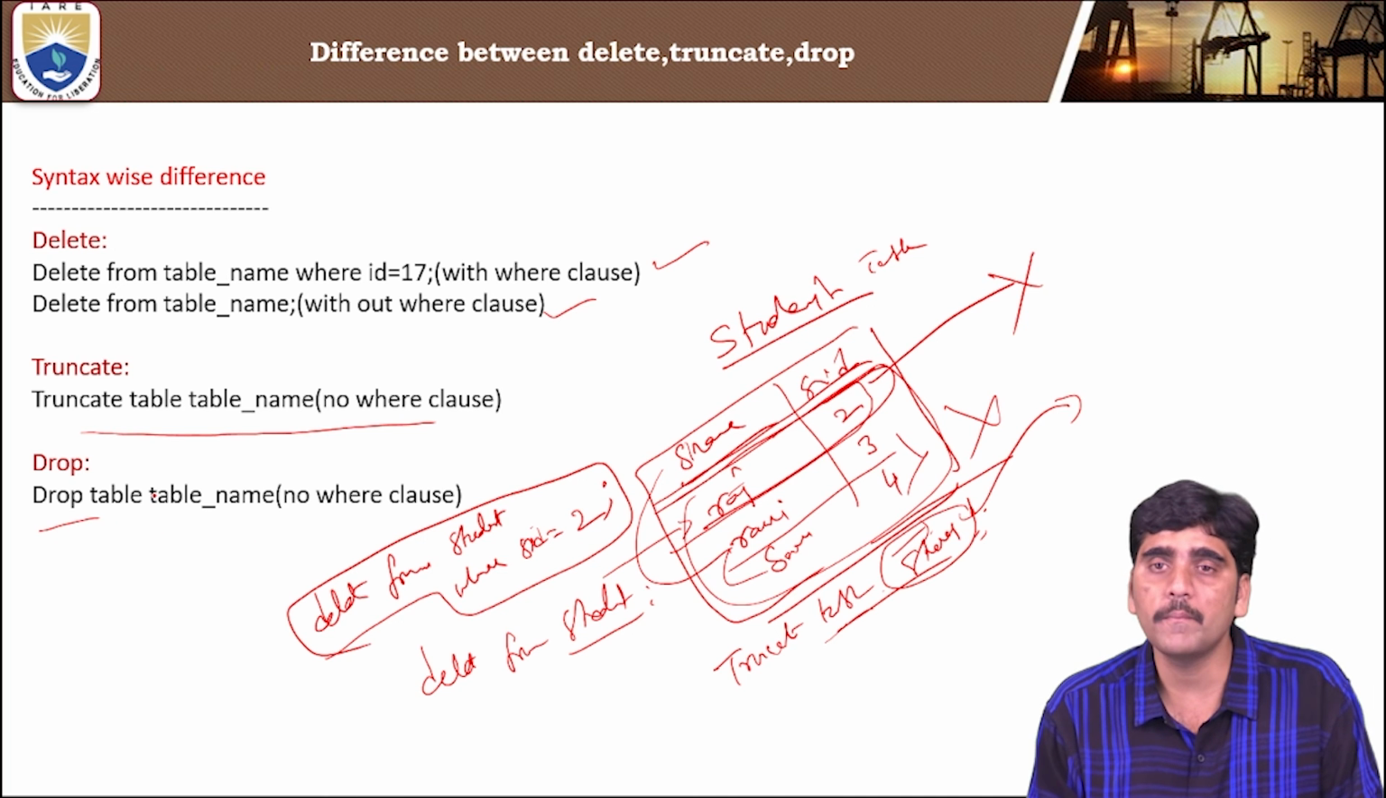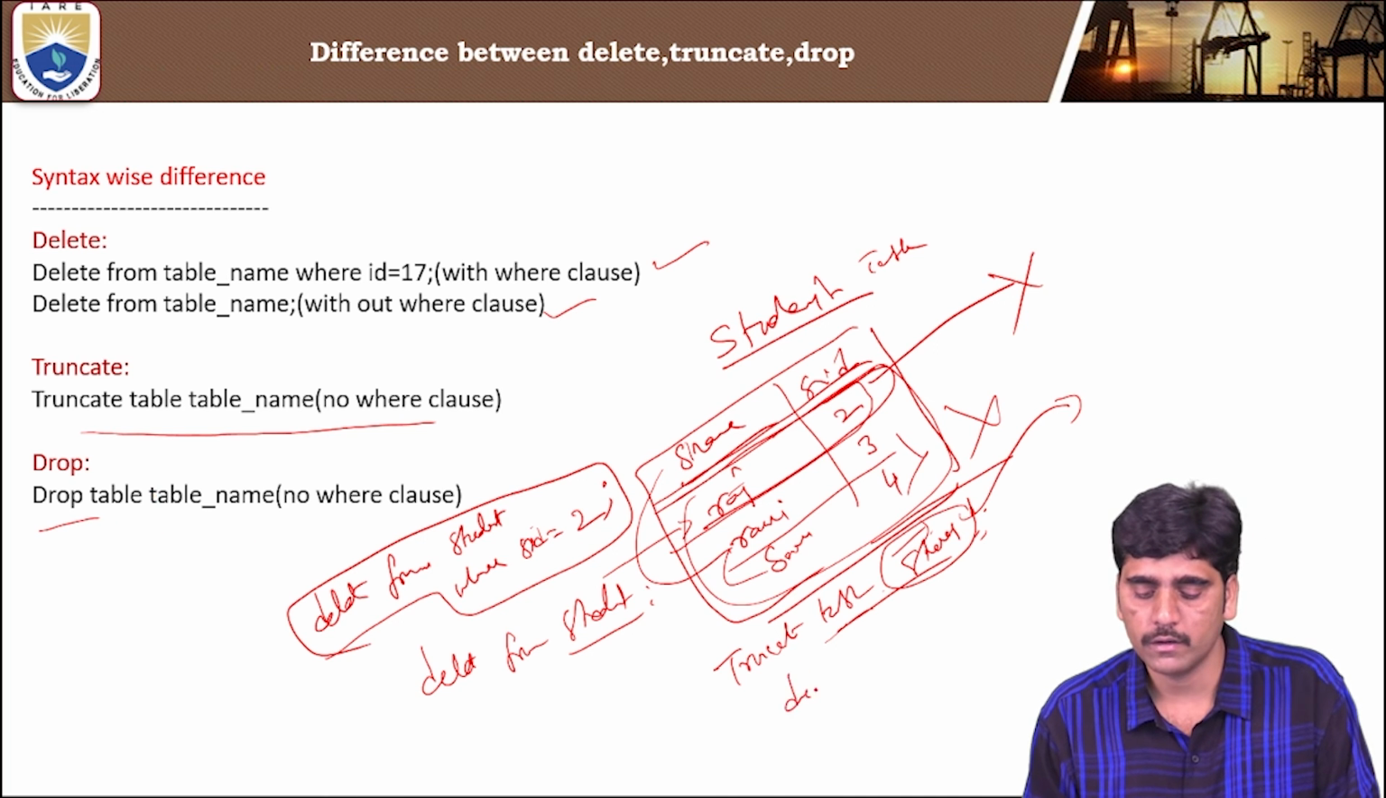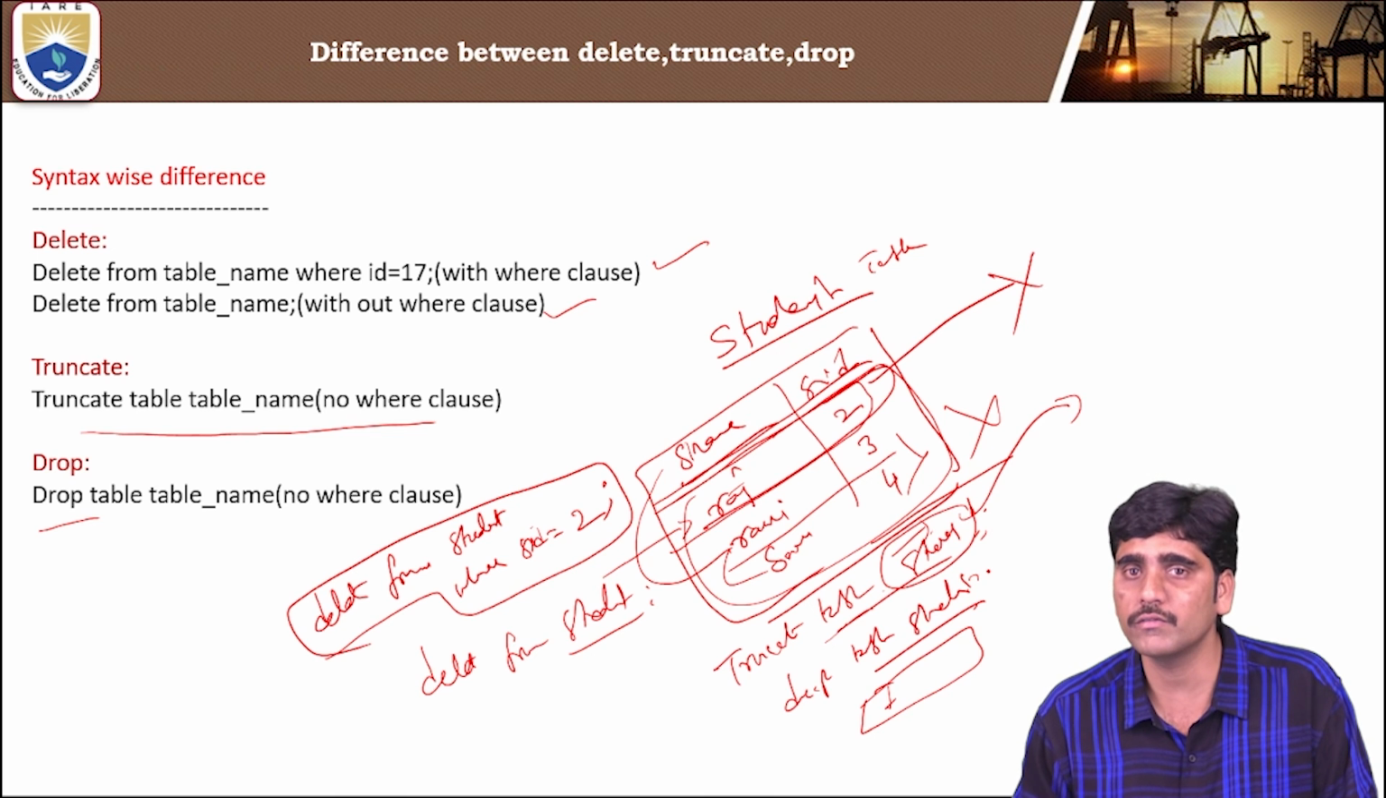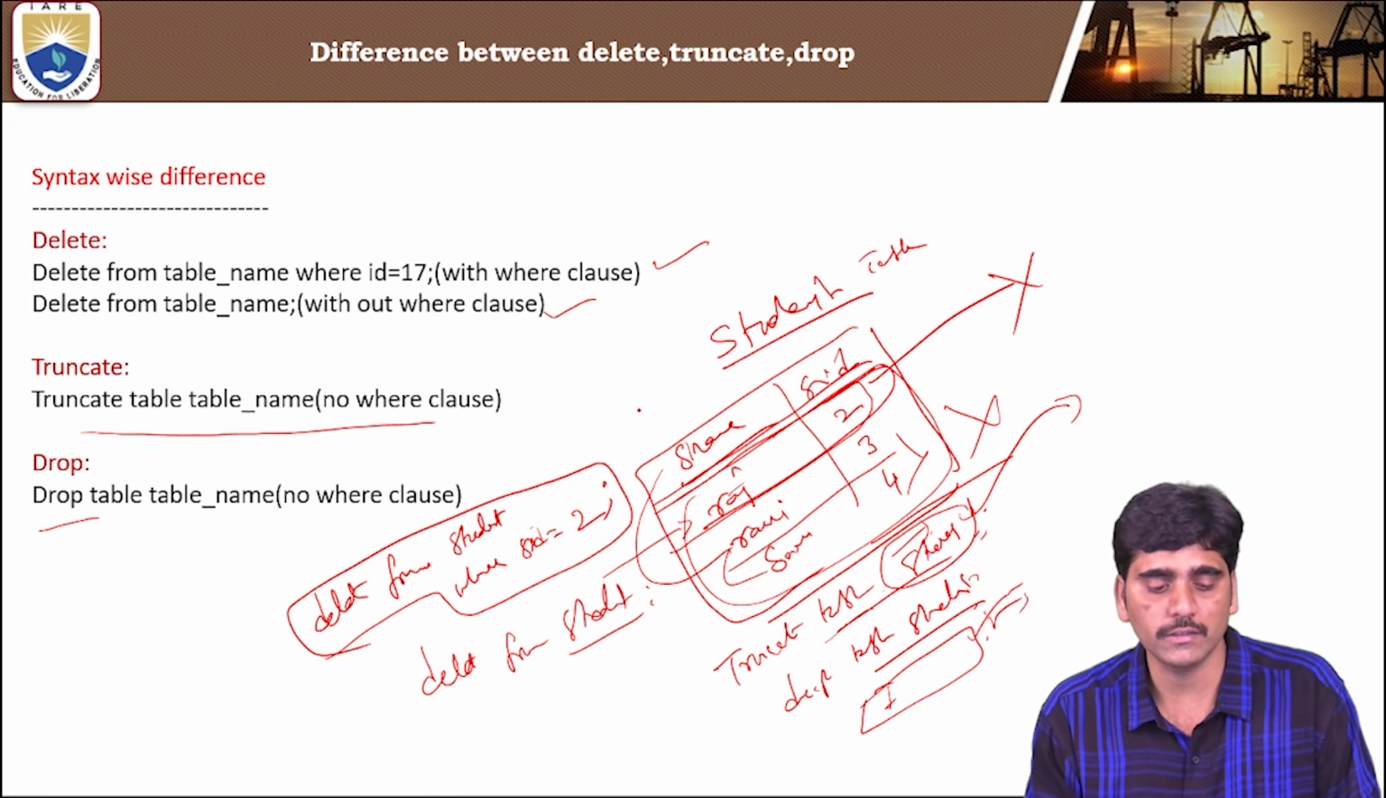And last, drop table student. Then it will drop the entire table along with the schema, or instance, you can say. The complete table, or complete schema of the table, will be deleted. So this is the way we can understand the differences between delete, truncate and drop.